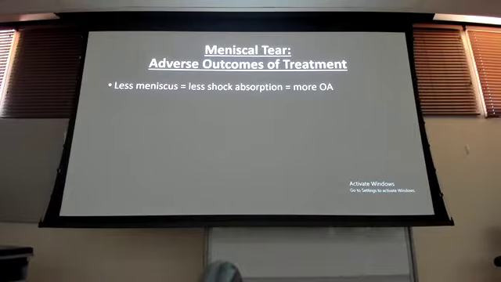So less meniscus equals less shock absorption, which equals more OA. Does that make sense? So why does OA keep coming to the discussion about meniscus? Because if you take away the shock absorbers, the bones are going to meet, right? The bones are going to make more contact. Does that make sense? So that, by definition, is progressive degenerative osteoarthritis. Good with that definition?